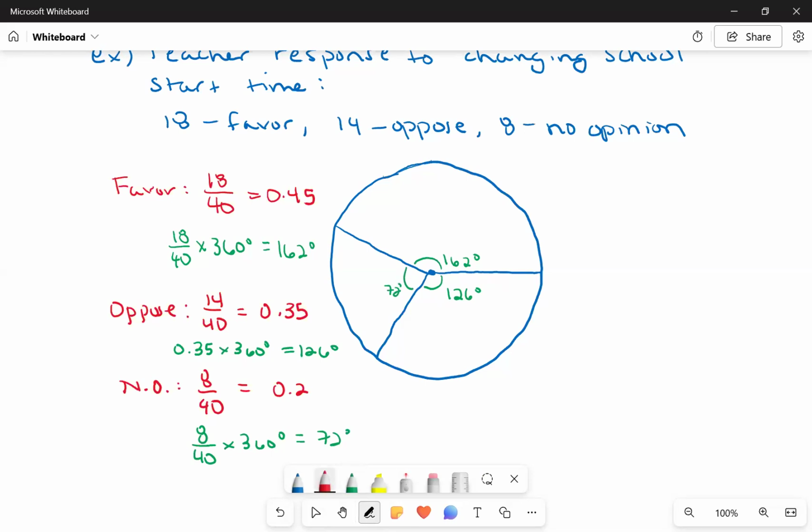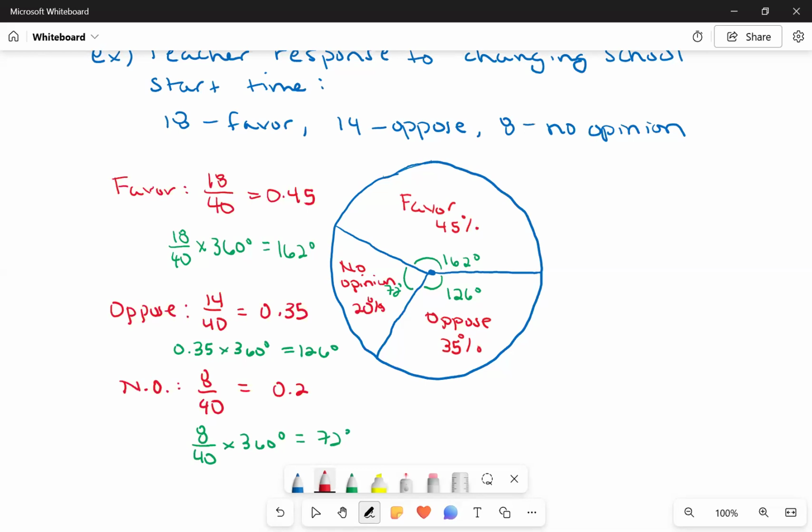Okay, it's also smart then to go ahead and label each category. So those who were in favor represent 45%. Those who were opposed represent 35%. And those who have no opinion, which I will squeeze in, is 20%. And there's the pie graph.